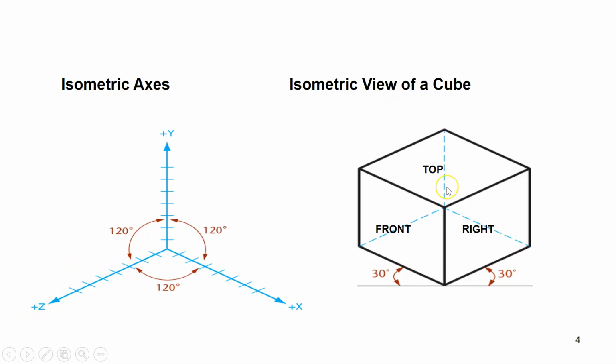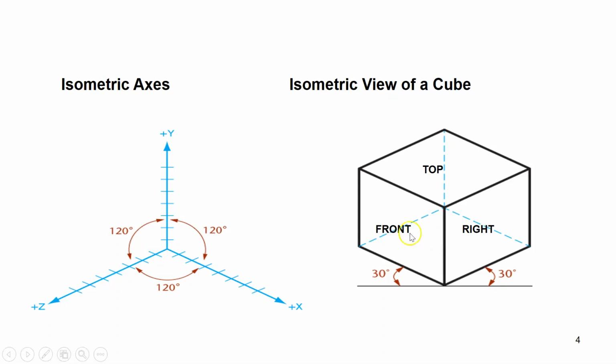Let's say we want to draw a cube. How do we do it? A cube has 6 faces. We cannot show all 6 faces, so we only show 3 faces out of the 6. Which 3? We show the front face, the right face, and the top face. We cannot show the left face, the rear face, and the bottom face.